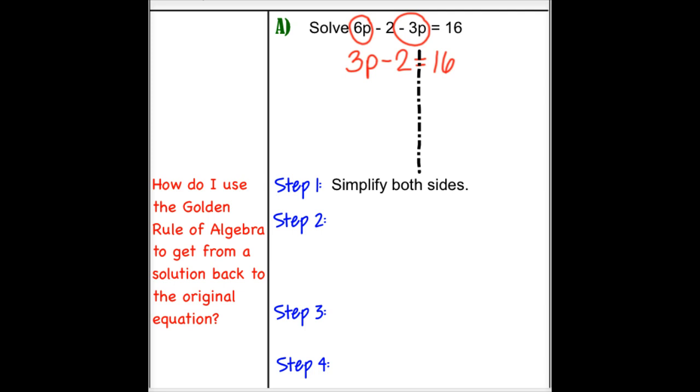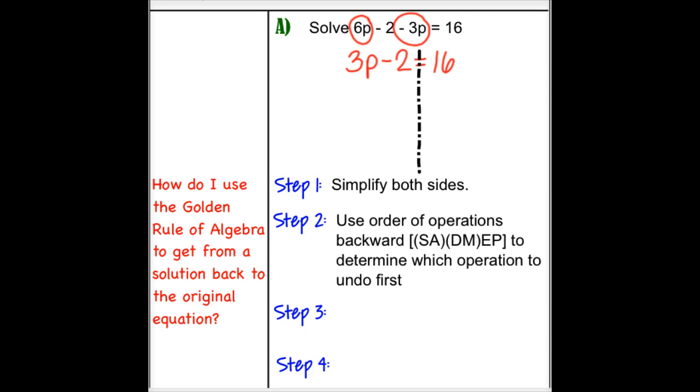And then step 2 is going to be to use that order of operations backwards to determine which operation you want to do first. So if I think in terms of learning target 8 with building my equation, first I would take p and I would multiply by 3 and then I would subtract 2. So I'm going to do my U-turn and work backwards. And so to undo minus 2, I'm going to first add 2, and then I'm going to divide by 3, which would be my second step.